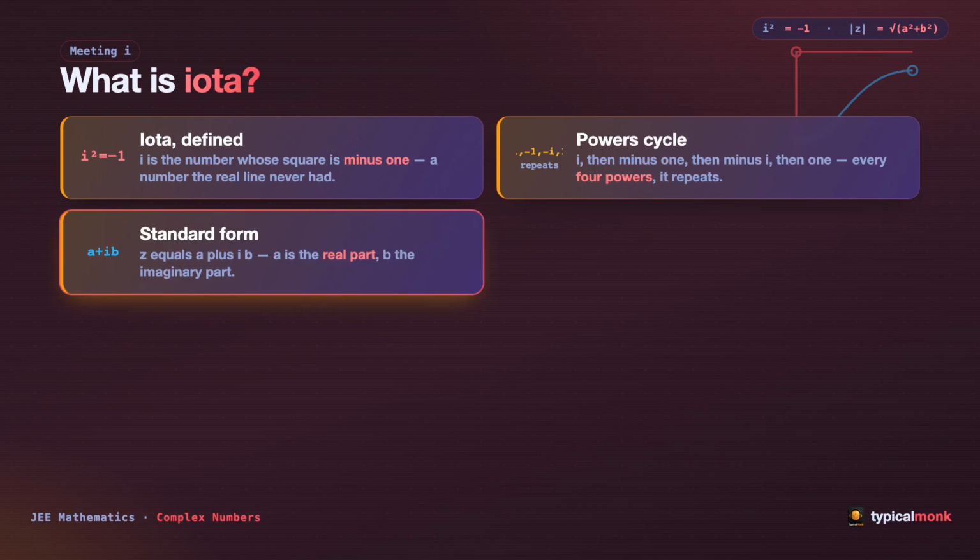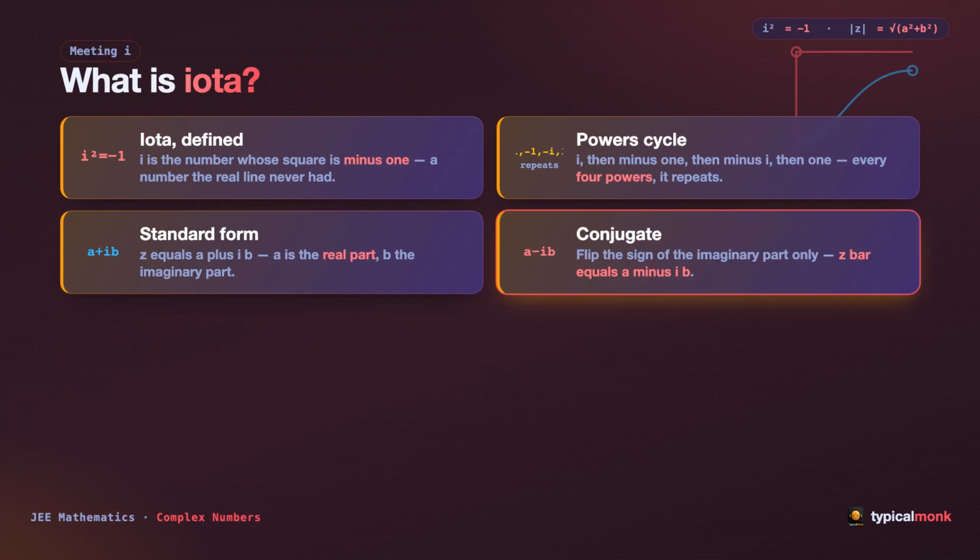Every complex number is written in the standard form, z equals a plus ib, where a is called the real part, and b is called the imaginary part. And its conjugate flips only the sign of the imaginary part, z bar equals a minus ib. Sit with that. The conjugate returns again and again.